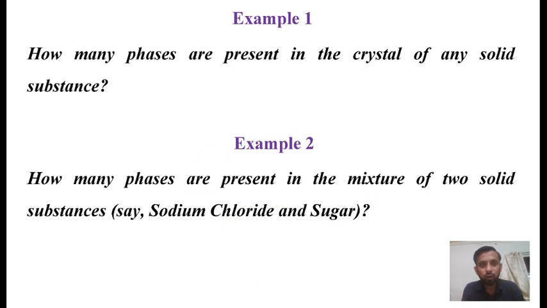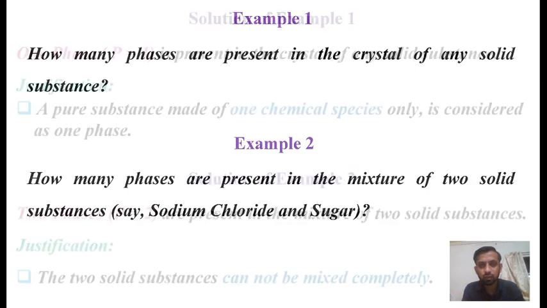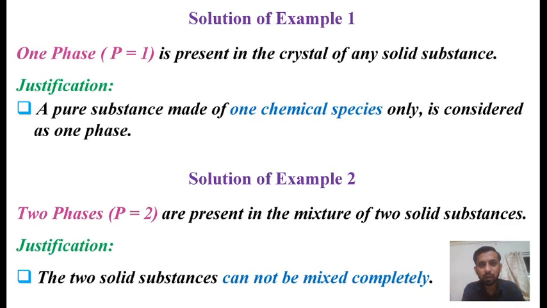First one, how many phases are present in the crystal of any solid substance? Example number 2, how many phases are present in the mixture of two solid substances? Now see the solution. For example number 1, the crystal of any solid substance is made up of one chemical species only, therefore it constitutes one phase. Therefore one phase is present in the crystal of any solid substance.